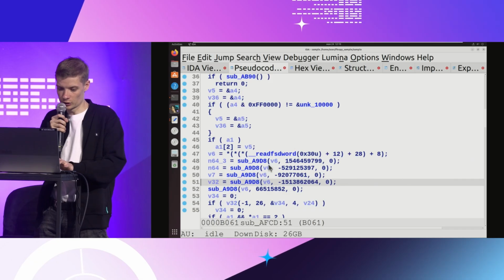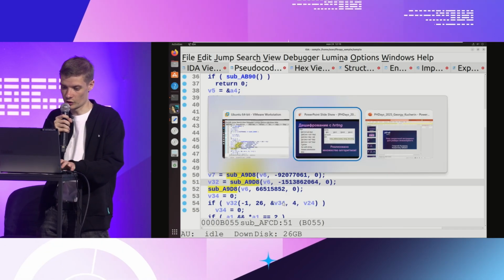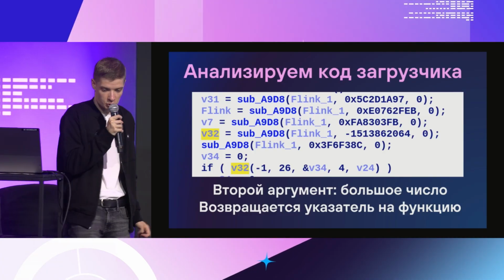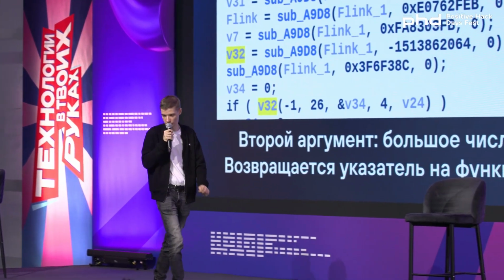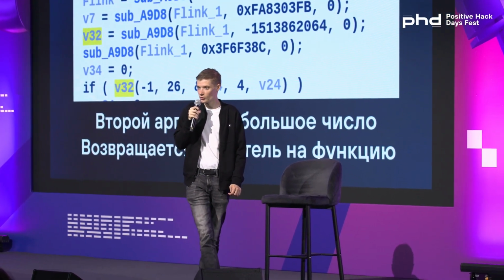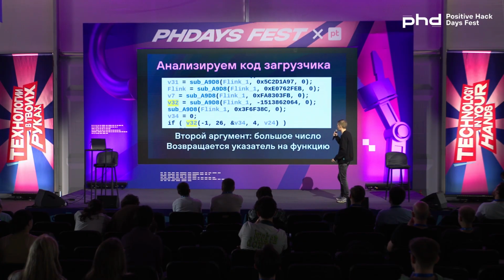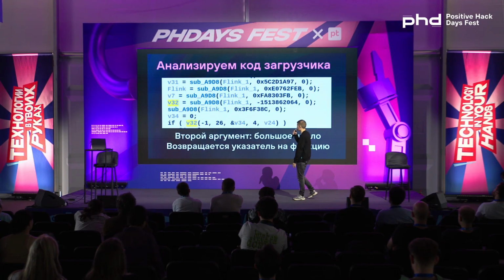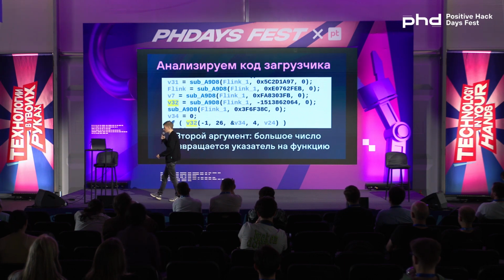If we look at what we have here of interest, we will see this function, A9D8. Let's dig into it. We see that the second argument is a pretty large number. Besides, if we look at what's returned by the function, we will see that it's a pointer to another function. Look, v32 is used to call another function.